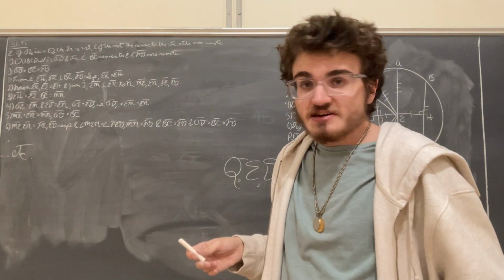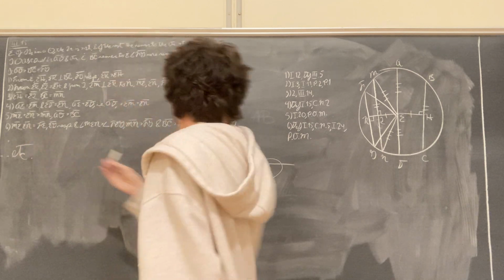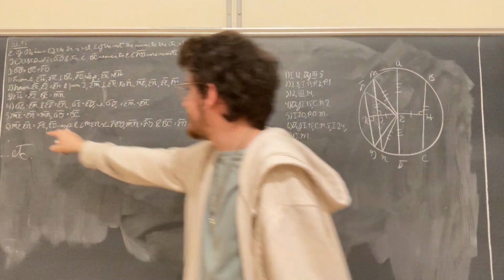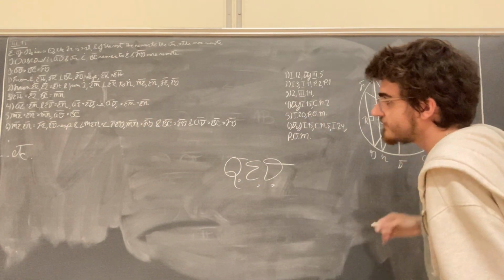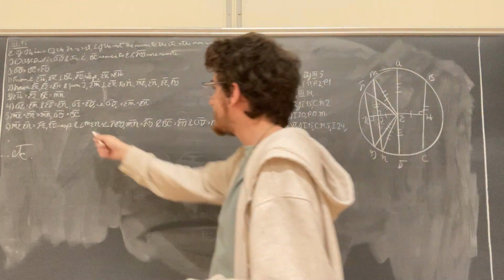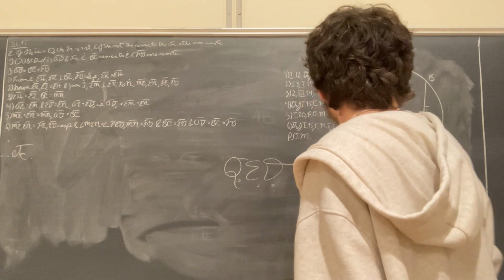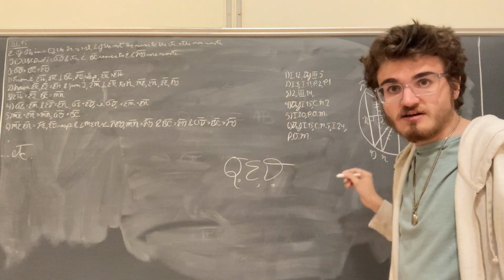Now, again, by definition 1.15, we know that ME is equal to FE. Where is that? Right here. And we also know that EN is equal to EG, again, by definition 1.15. And we also know that the angle MEN is greater than the angle FEG, because the angle FEG is a part of the angle MEN.